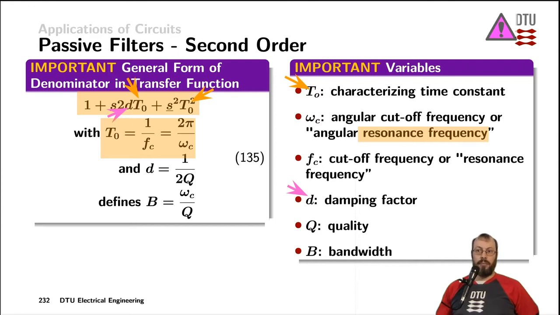The damping factor is very often also expressed through the quality factor or the quality of the filter. So those two are equivalent to each other, but used in different terms. And finally, based on the ones above, we can define the so-called bandwidth. The bandwidth of the filter, which is mainly expressing what bandwidth we have around the resonance frequency. Sometimes the term bandwidth doesn't make any meaning depending on the characteristic of the filter we have, but in other cases, it's a very important parameter for the filter.